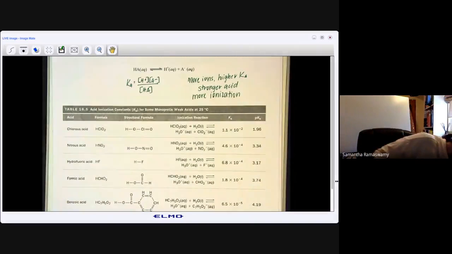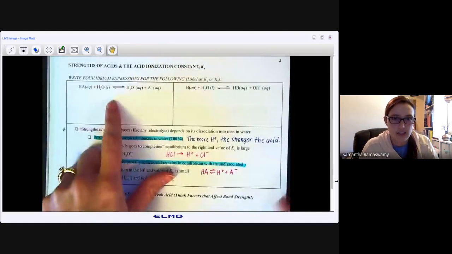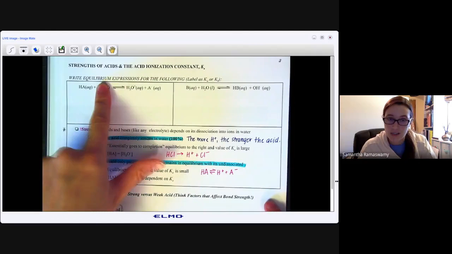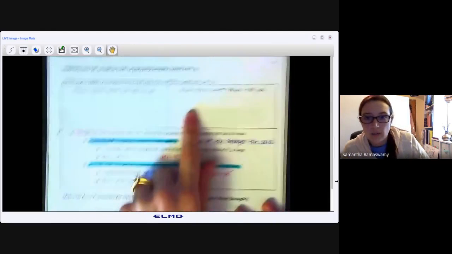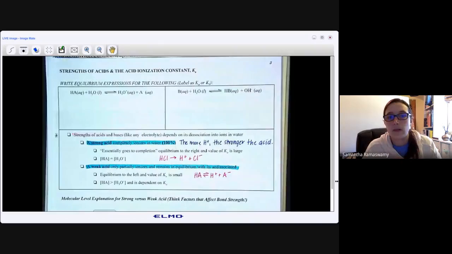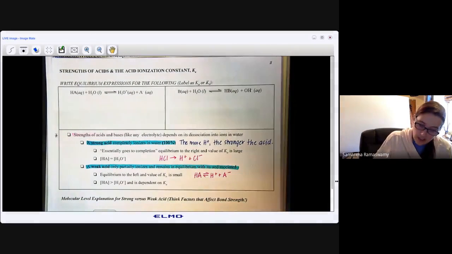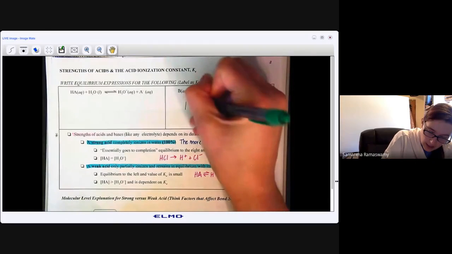Now, something else that I want to look at with writing the Ka expression. So we wrote the Ka expression of this. We just didn't include water because it's a liquid. But I want to go back and look at what a Kb expression would look like as well. So a Kb expression is written just like a Ka expression.